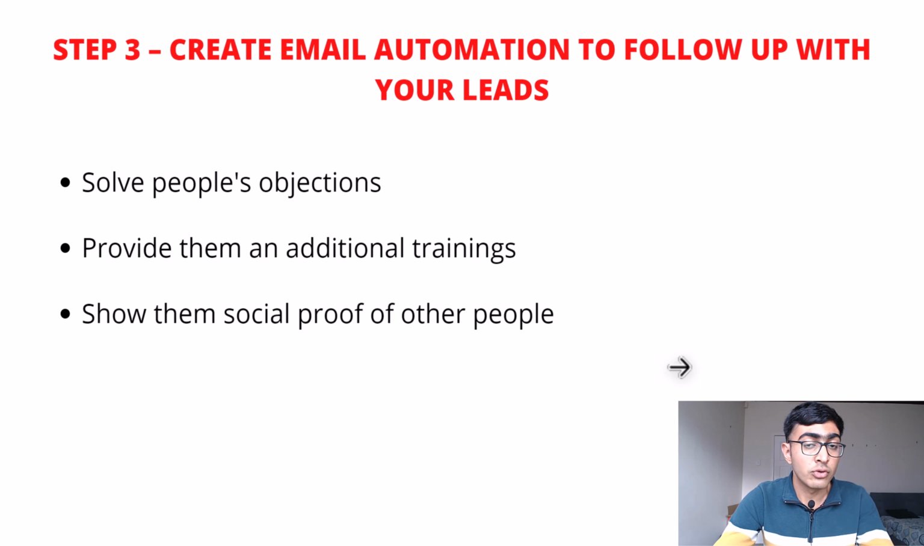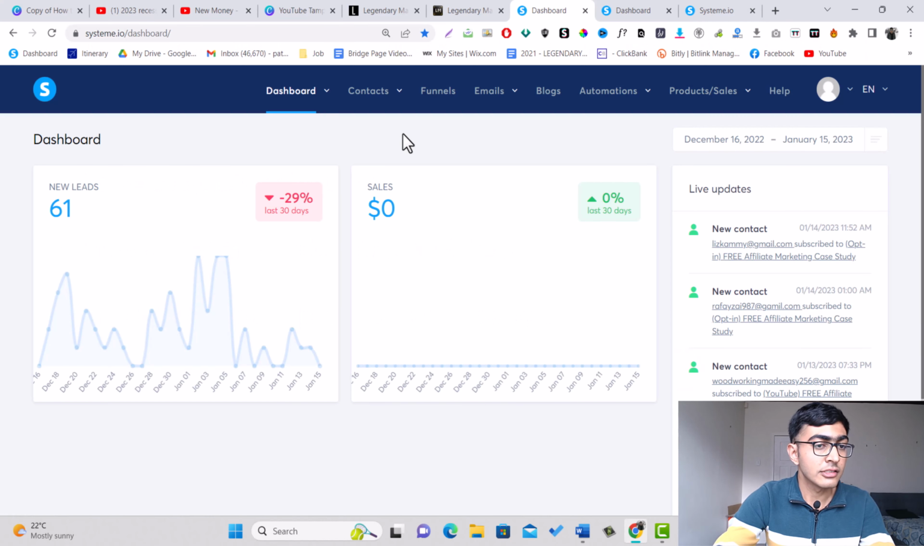Now I will show you my actual email automation sequence and how I am promoting Legendary Marketer by using it. You can see here, this is the software that I am using to create my funnel as well as my email automation, and this software is 100% free until you have 2,000 people inside your email list. If you are a new affiliate marketer, I highly recommend you start with this software, because it is 100% free, and inside the free plan you get access to all the tools that you need.